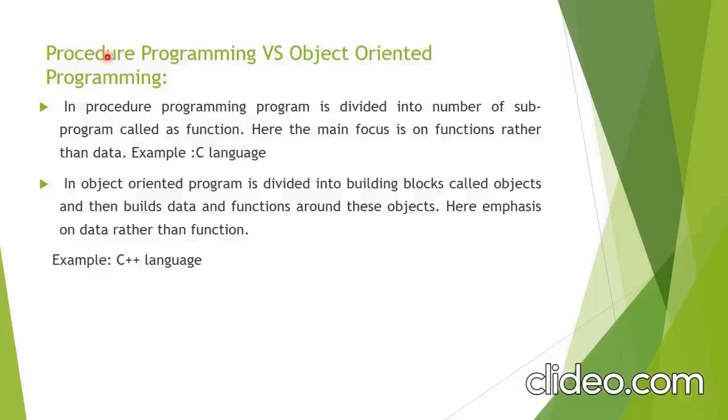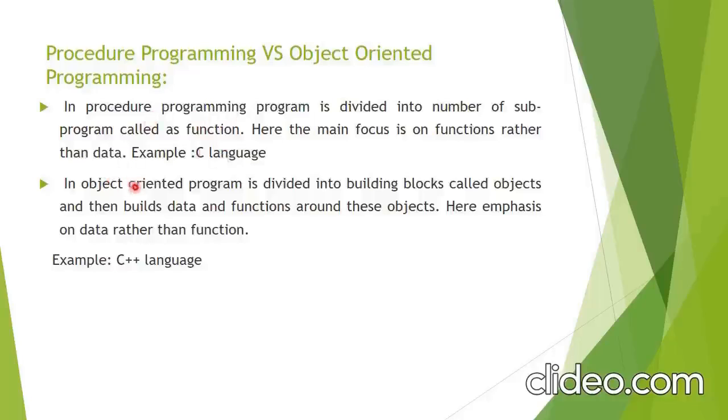Now we discuss what is procedure oriented programming and what is object oriented programming. In procedure oriented programming, the program is divided into a number of subprograms. We write our big program, but it is divided into small programs, which are known as functions. Clear? An example is C language, and here the main focus is on functions rather than data. Here we cannot emphasize data, we emphasize functions only. So hopefully everyone understands what a procedure oriented programming language is.